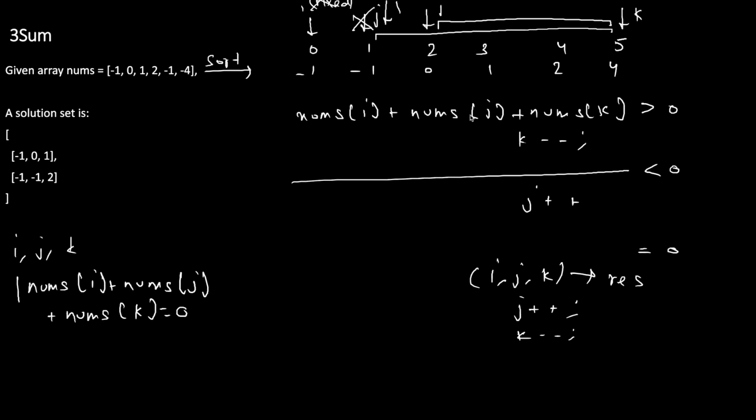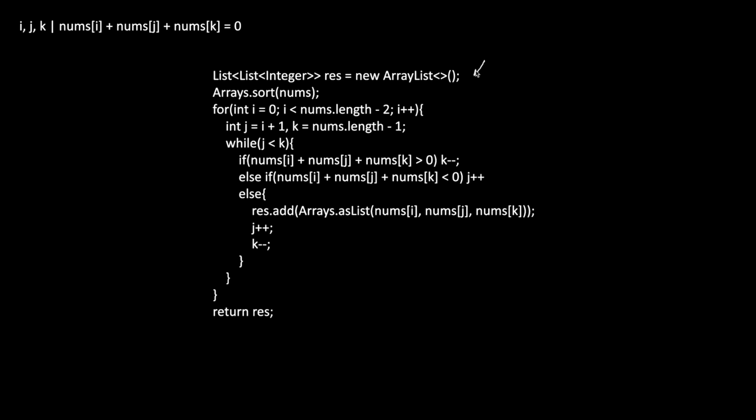So let me just show you the code for this. If you see, we have a resulting list over here and we are simply sorting the array given to us. Now we are iterating over i equals 0 to i less than nums.length minus 2. I'll tell you why we are iterating over this length. Then we will have j as i plus 1 and k as nums.length minus 1. That is, they are the left and the right extremes of the rest of the array, correct? Then we will loop while j is less than k, and we will check. In case this is greater than 0, we will decrement k. In case this is less than 0, we will increment j. And in case it is equal to 0, we have i comma j comma k. We will add it to the resulting list and we will simply increment j and decrement k, correct?